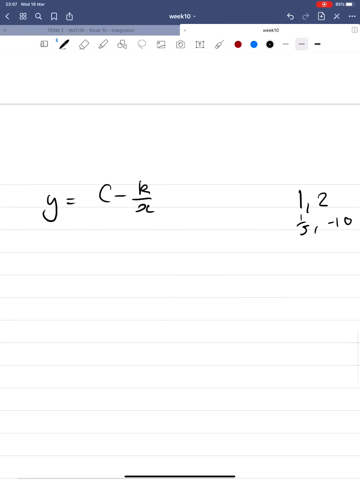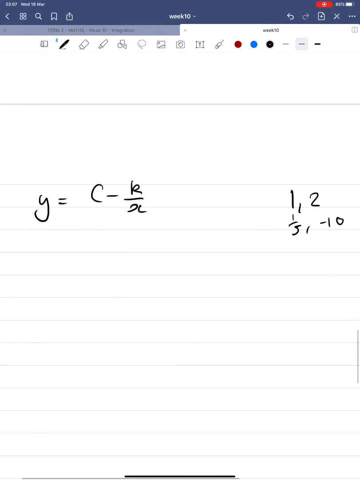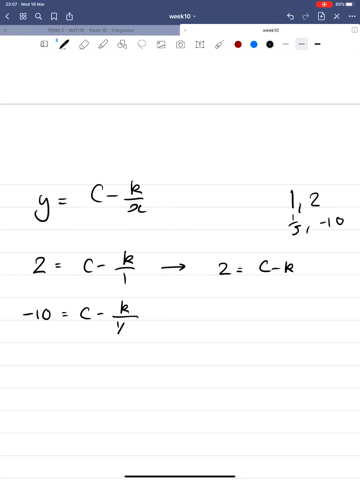So let's do this first point first. When y is equal to 2, x is equal to 1. So I get 2 is equal to c minus k. When y is equal to minus 10, x is equal to a fifth, so I get k over a fifth, which means I've got minus 10 is equal to c minus 5k.